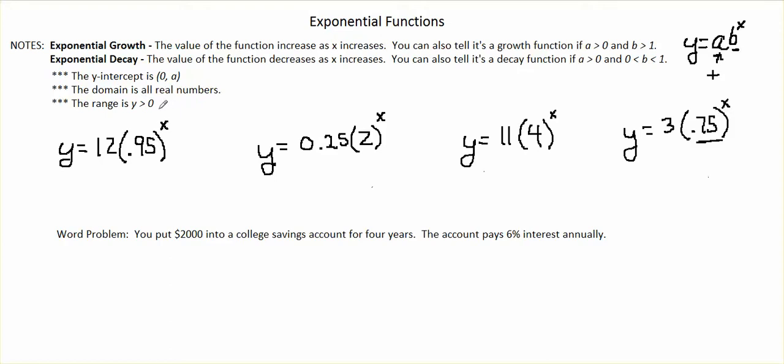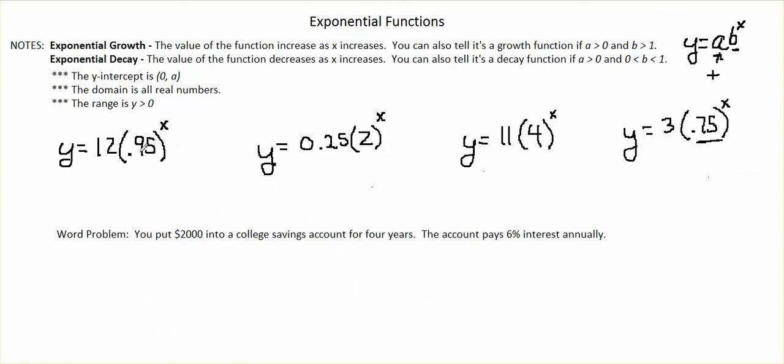above the x-axis. Alrighty, so let's take a look at how we can determine whether an exponential function is a growth or not. Well, first off, we need to take a look at our a value and make sure it's positive. And in all four of these cases, our a value is positive. So now all we have to do to determine whether it's growth or decay is to take a look at our b value. If our b value is greater than 1, it's growth. If it's between 0 and 1, it's decay.